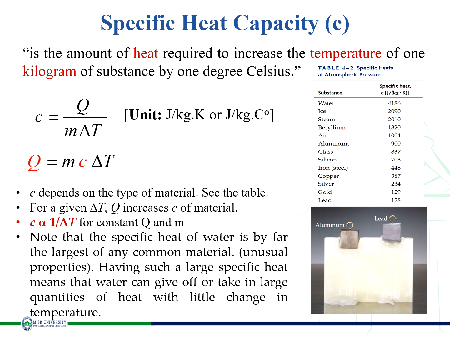The lead, right? Its specific heat is much lower, meaning it takes less energy to raise its temperature by 1 degree. Aluminum, on the other hand, needs much more heat to experience the same temperature rise. It's much better at storing that heat without its temperature skyrocketing. Note that the specific heat of water is by far the largest of any common material. Unusual properties. Having such a large specific heat means that water can give off or take in large quantities of heat with little change in temperature.